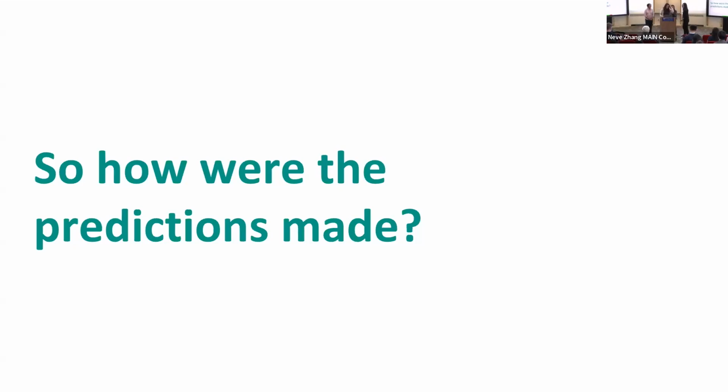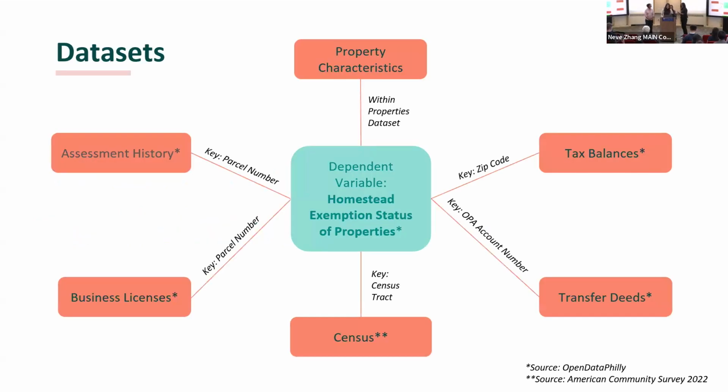So how were our predictions made? And I'll start with introducing the data set we use. Of course, our dependent variable is homestead exemption, and our independent variables, we divided them into 6 main categories. For example, from the transfer records, we extract transfer types, transfer values, and the time of records related to homestead exemption rates. And after testing their correlation, we selected those variables that have a high significance to use as the predictors in our model.